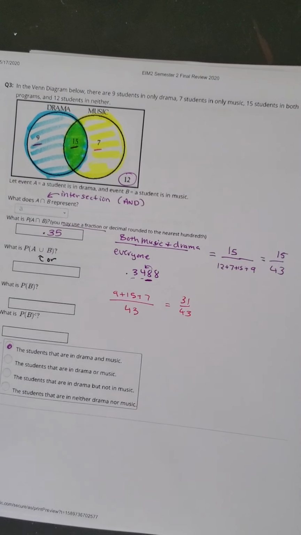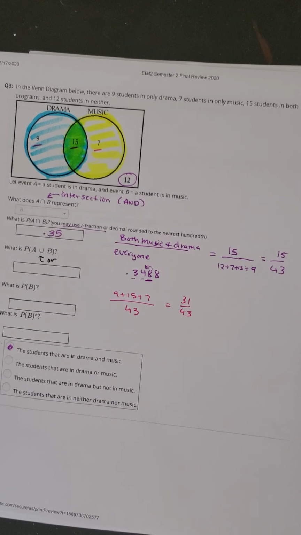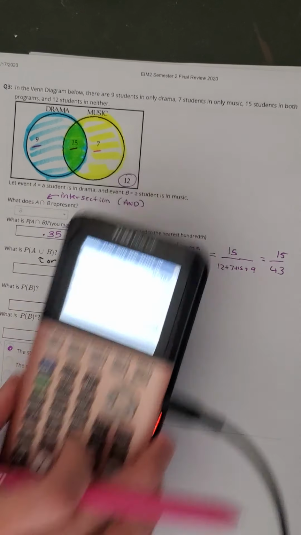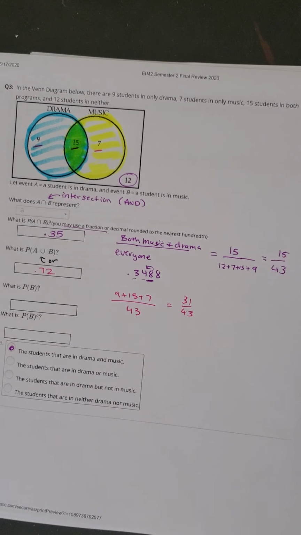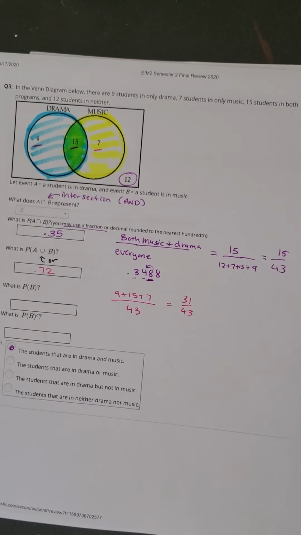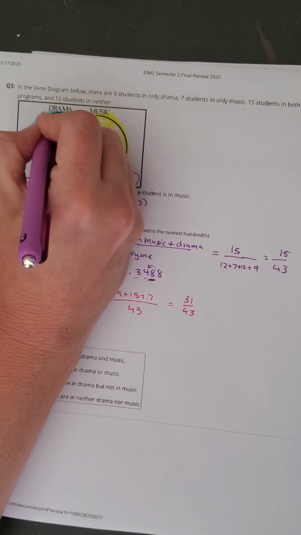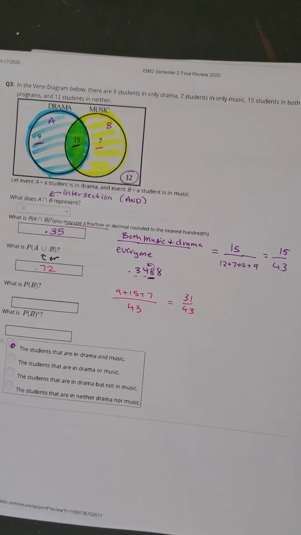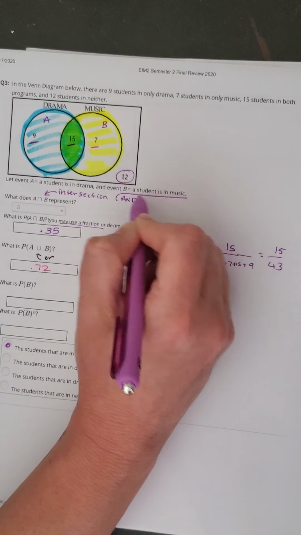Again, I think you can leave it as a fraction. If you do divide it, 31 divided by 43 is 0.7209, so it would round to 0.72. All right, the probability of B in a Venn diagram. They didn't say which one was B, but since we generally call this side A and this side B, we'll call B this side, the music. And hopefully that was the way they did it. Oh yeah, it says student is in music. Probability of B, student is in music.